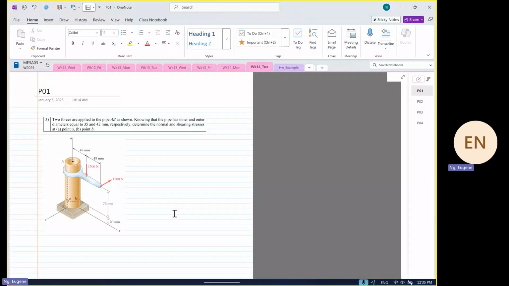That's why it is confusing. Okay? Because there are some formulas written down there that we don't know where they are from. Right? Determine the normal stress and shearing stress at point A and point B. That's the easy part. What I'm going to do is more than that.